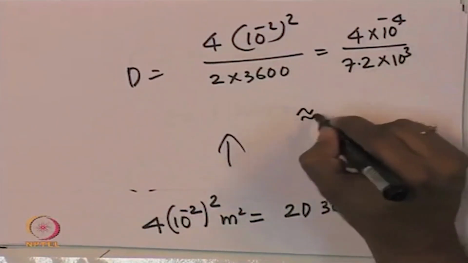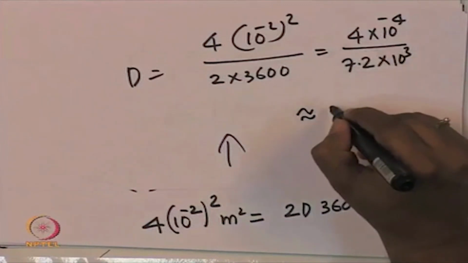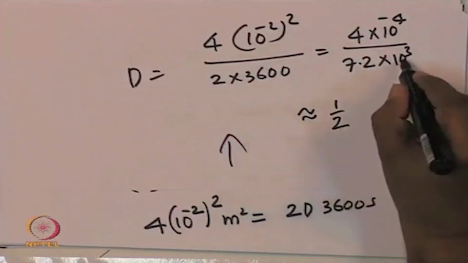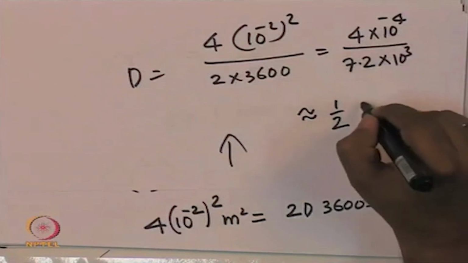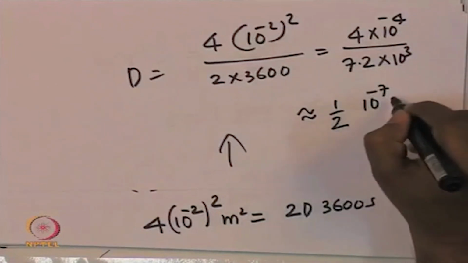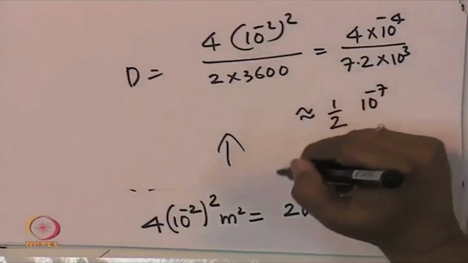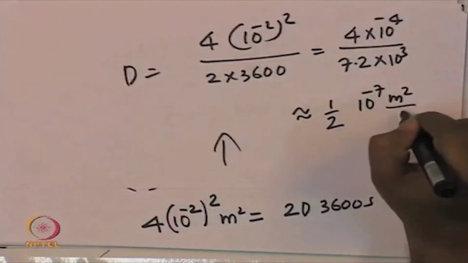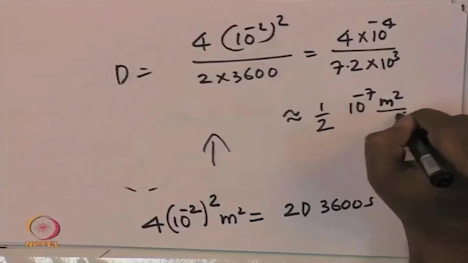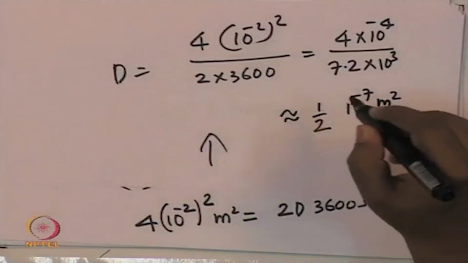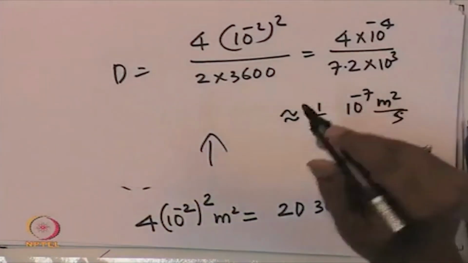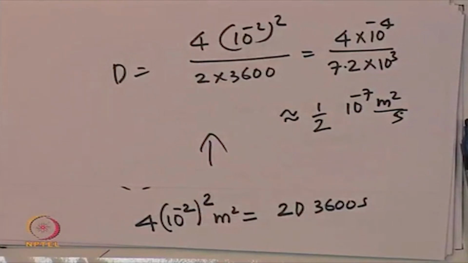So, this is approximately 4 by 7.2, which is about half. 10 power 3 into 10 power minus 4 is 10 power minus 7, and the units here are meter square per second. So, this is the diffusion coefficient of the spice particle, if it takes 1 hour to diffuse and reach the middle of the potato. This is also to give you some idea about some numbers.